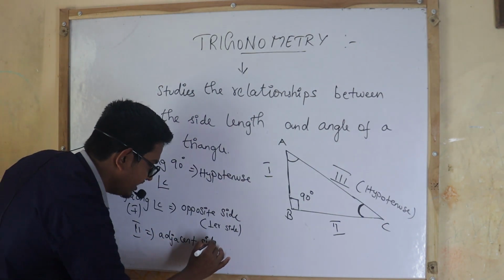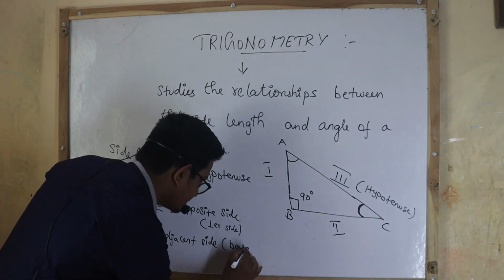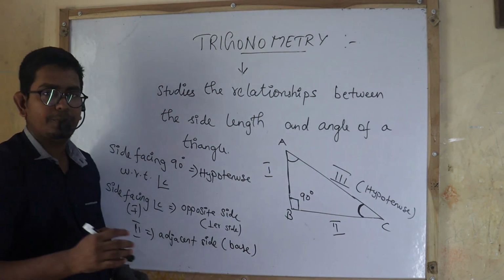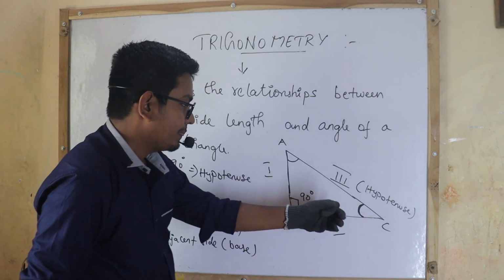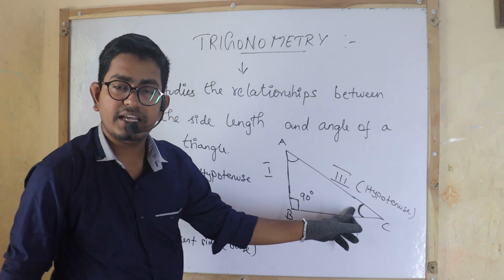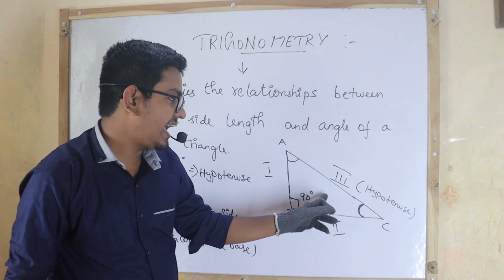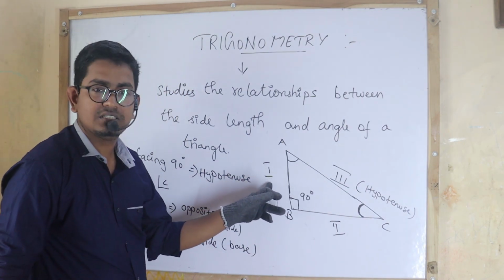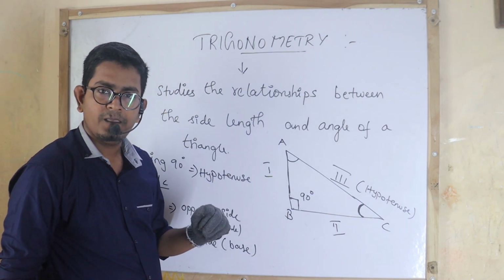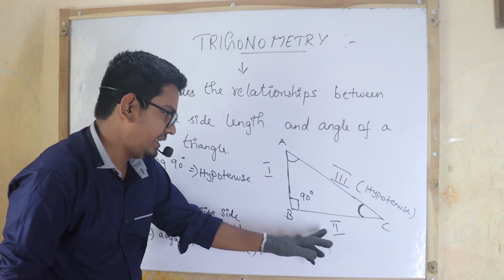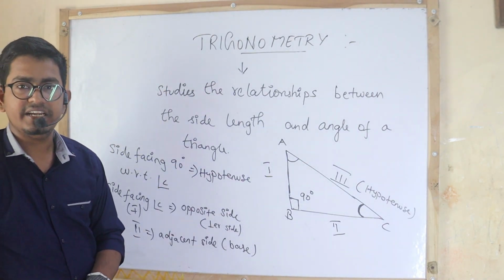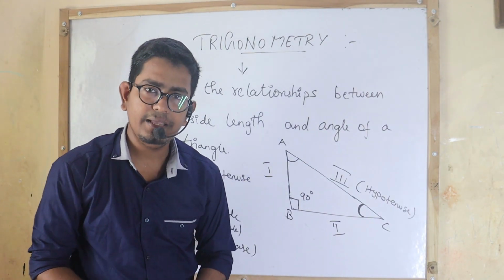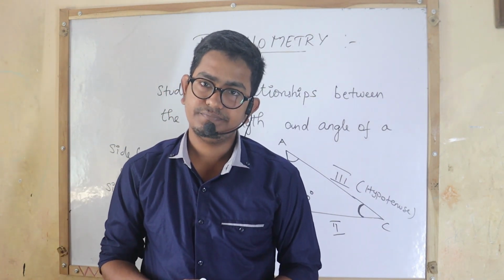This adjacent side is also known as the base. So I am just repeating once again: the side exactly facing the angle C is known as the perpendicular, and the last side will be known as the base or the adjacent side. It is how you should find the sides of the triangle, right?